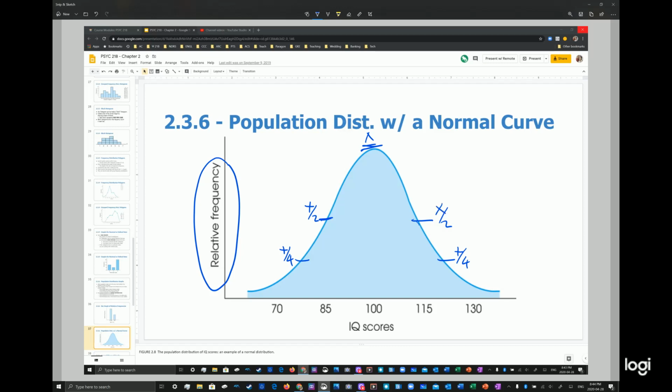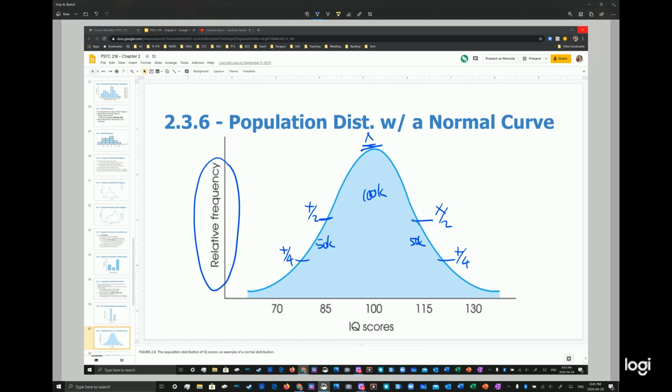So 1/4 of the people, if we asked 100,000 people, then it would be 25,000 people. If 100,000 people tested, and it's probably more than that, I'm just thinking 100,000 people scored 100 IQ. Let's stick with that. And if 100,000 people scored here, then this would be 50,000 people scored either 85 or 115.